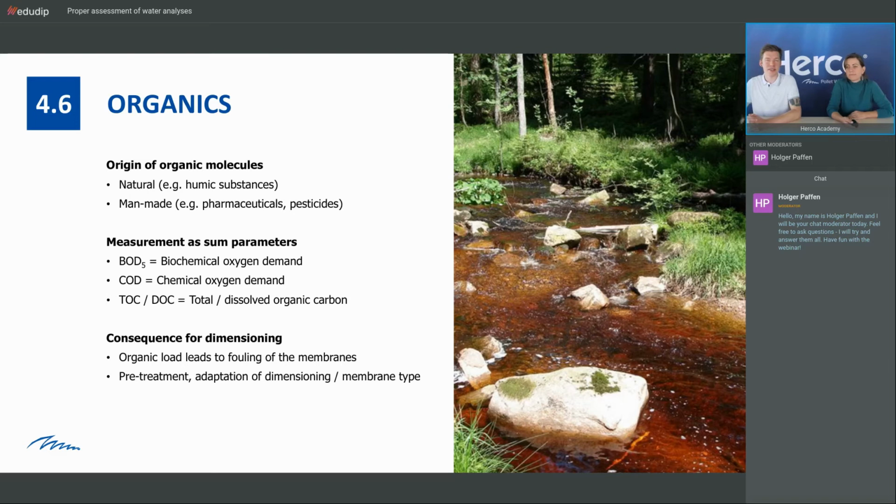Organics, we already have seen some of this before, and this picture we already saw. So the origin of organic molecules can be natural by humic substances or man-made, so by pharmaceuticals, pills and everything, pesticides. And we measure those as BOD, COD, or TOC and DOC, so many words here. So what I usually meet is TOC, so the total organic carbon. So that's the most met one.